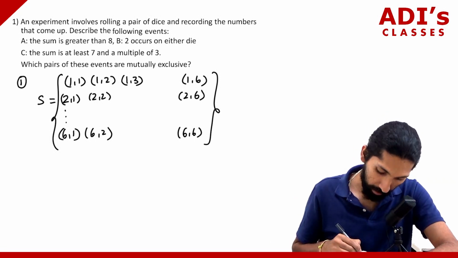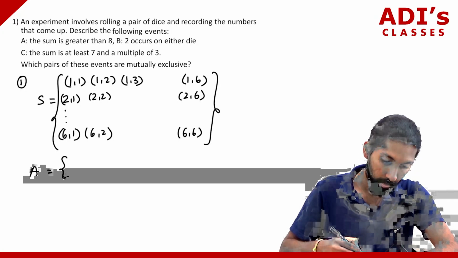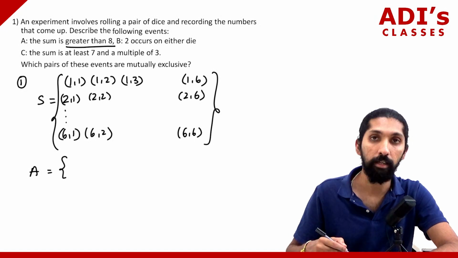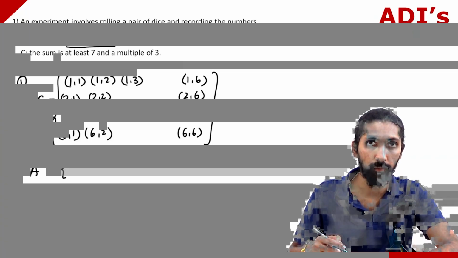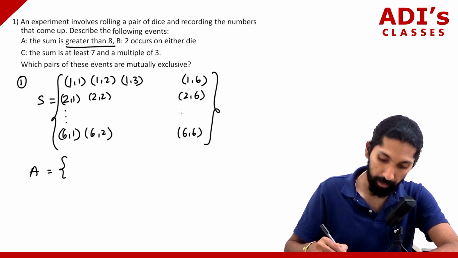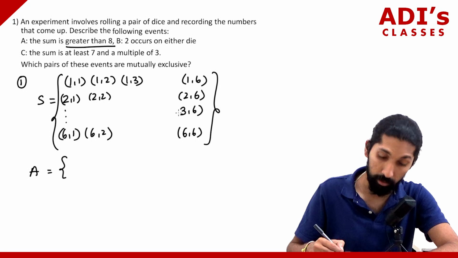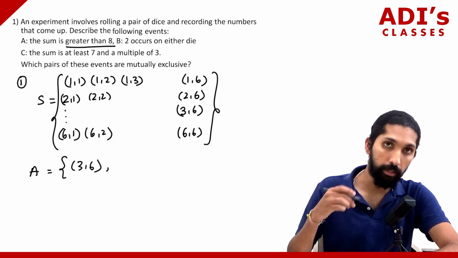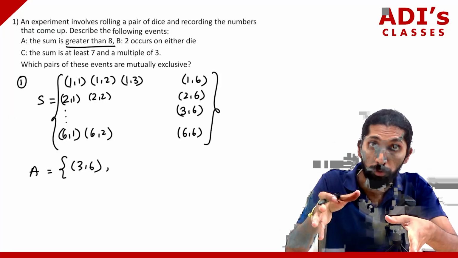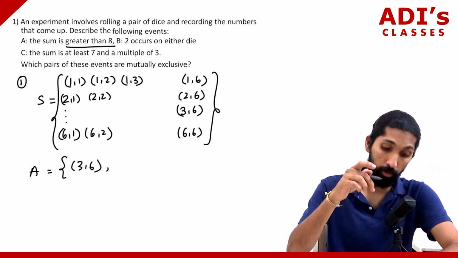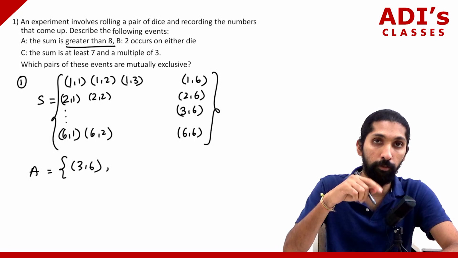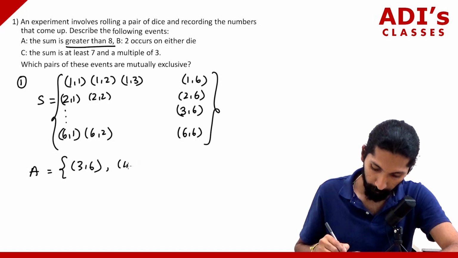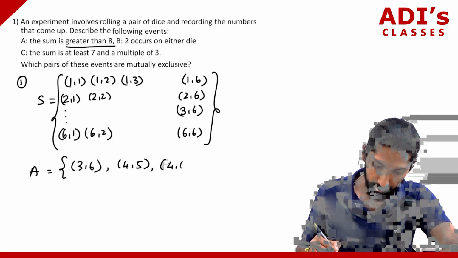Alright. Now my A value is going to be, what is the question? The sum is greater than 8. If the sum has to be greater than 8, we can start by taking 3 comma 6 because 3 plus 6 is 9. The next one, can we take 4 comma 4? No, because 4 plus 4 is 8. The question says greater than 8. Isn't it? 4 comma 3 not possible, 4 comma 4 not possible. That means the next ones are 4 comma 5 and 4 comma 6.